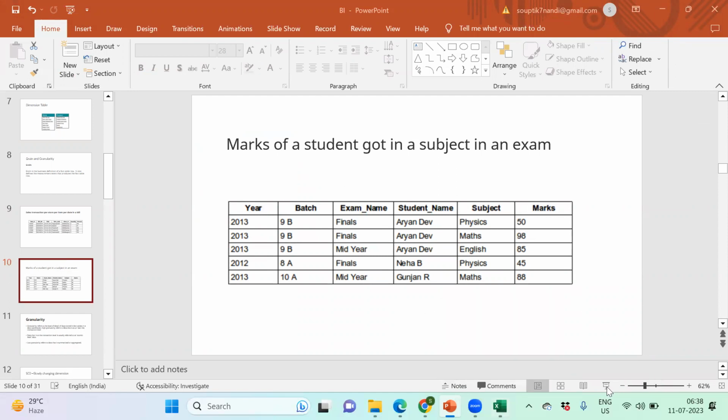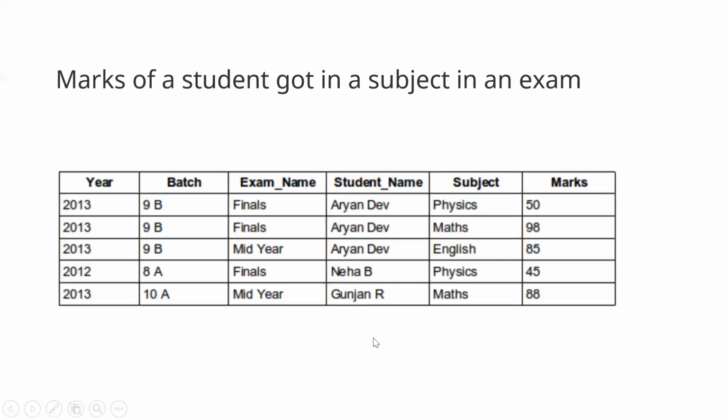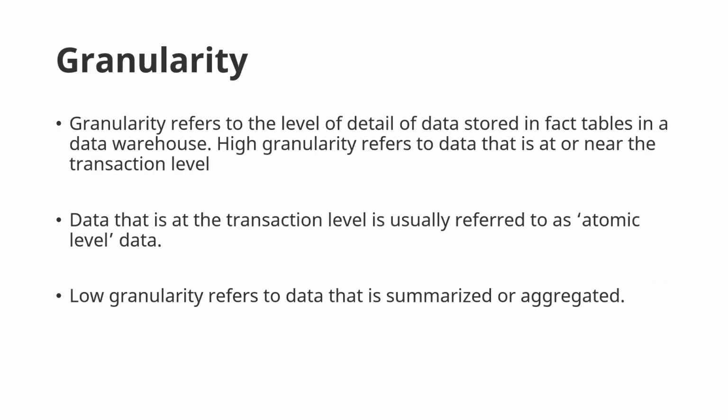So let me go to the slides again. What is granularity? Grain we just covered. To define a particular fact table, we need to define a particular row, that is called grain. Now granularity refers to the level of detail of data stored in a fact table in a data warehouse, or rather in a data mart. High granularity refers to data that is at or near the transaction level. Data at transaction level is usually referred to as atomic level data. So near transaction level, it's called atomic data.